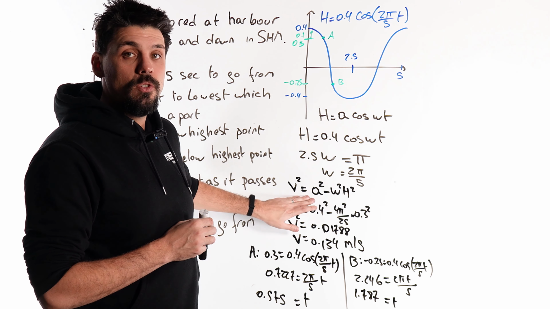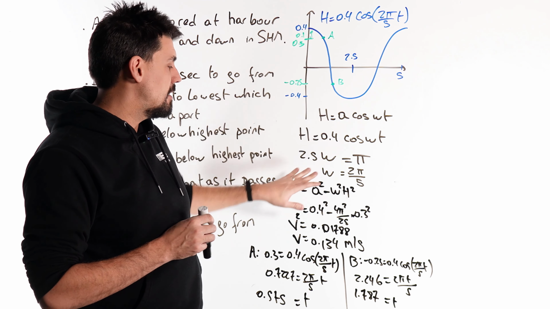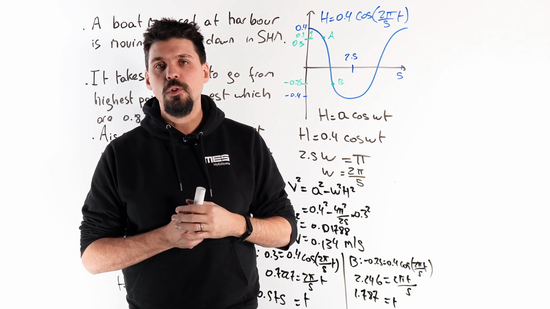Importantly here is being able to use this relationship so that we don't muck about. We could have just found t at A, differentiated it, plugged it in, but this is a little bit cooler.